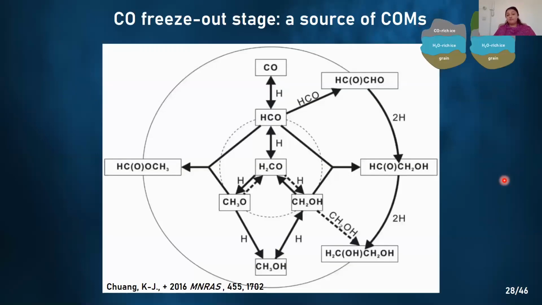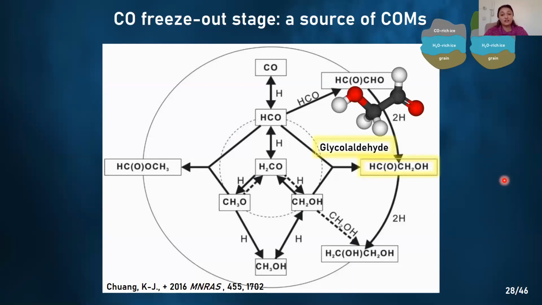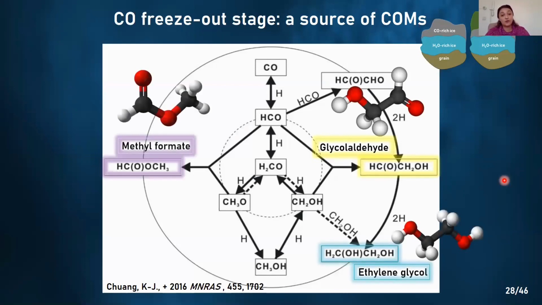So some years ago, our primary focus was on understanding the complex organic molecule formation route in the CO freeze-out stage. In the work by Fedoseev and co-authors, he shows very nicely the CO plus H reaction network that is derived from the experimental findings. In the network, he finds that glycolaldehyde, ethylene glycol, and methyl formate can be formed.